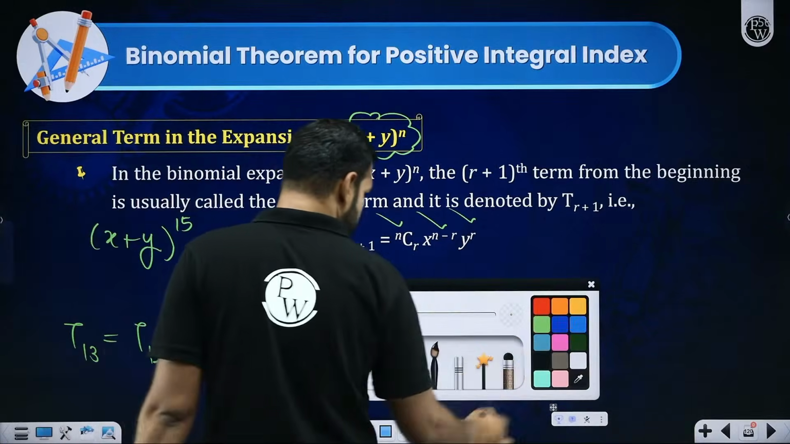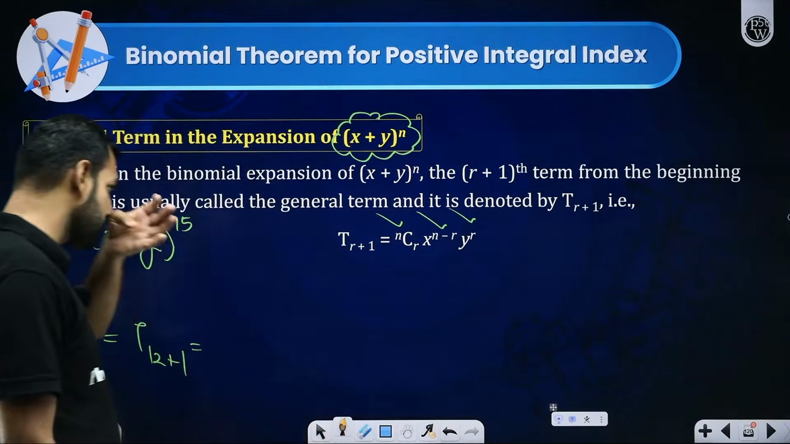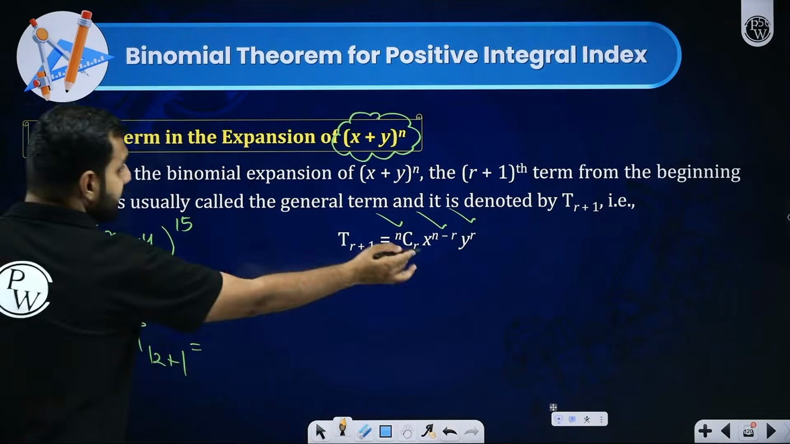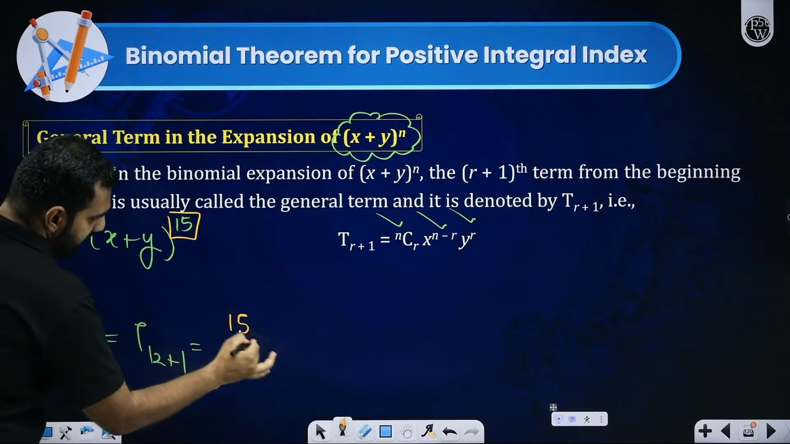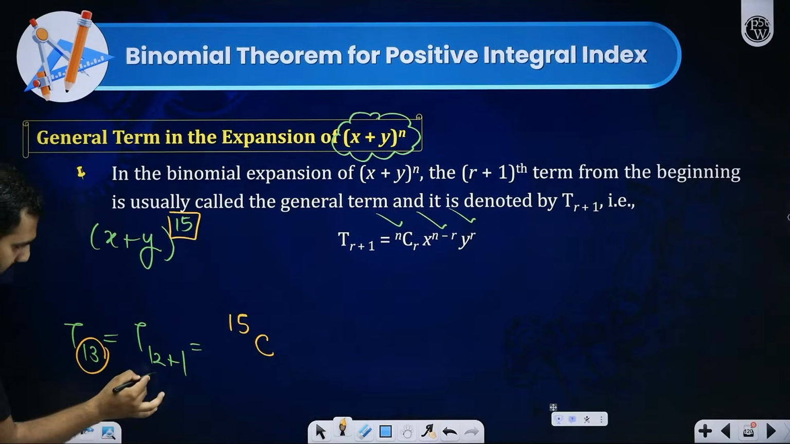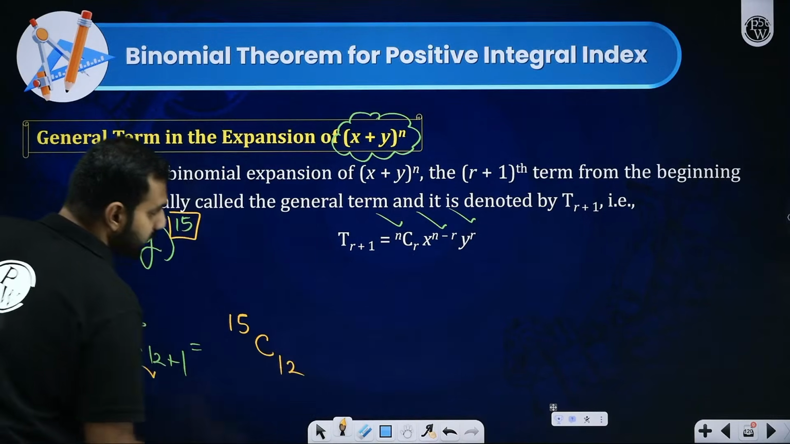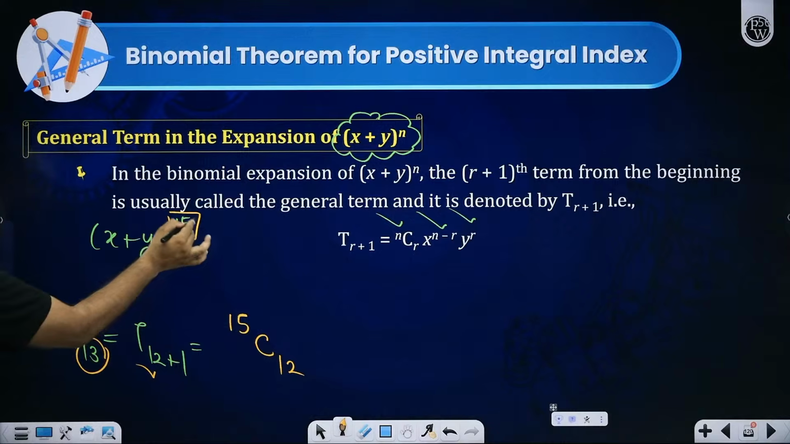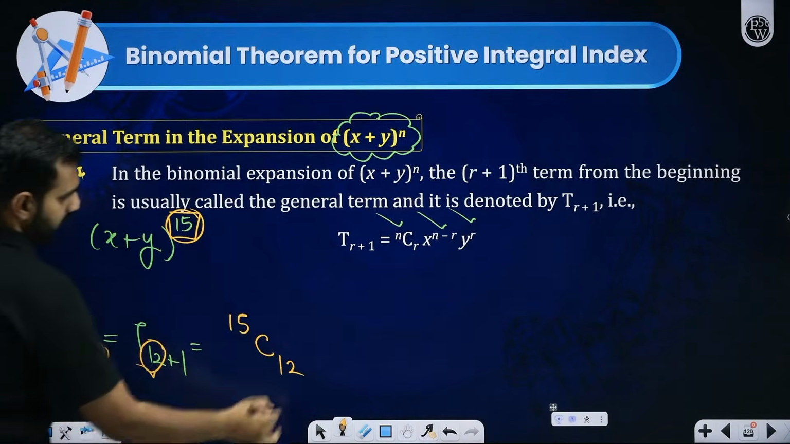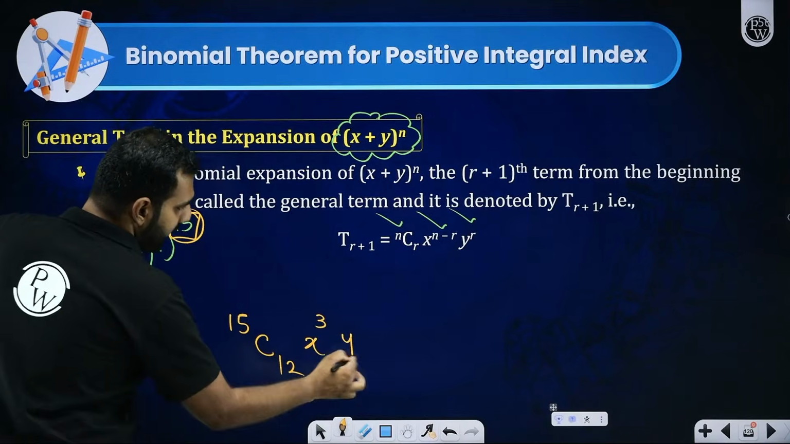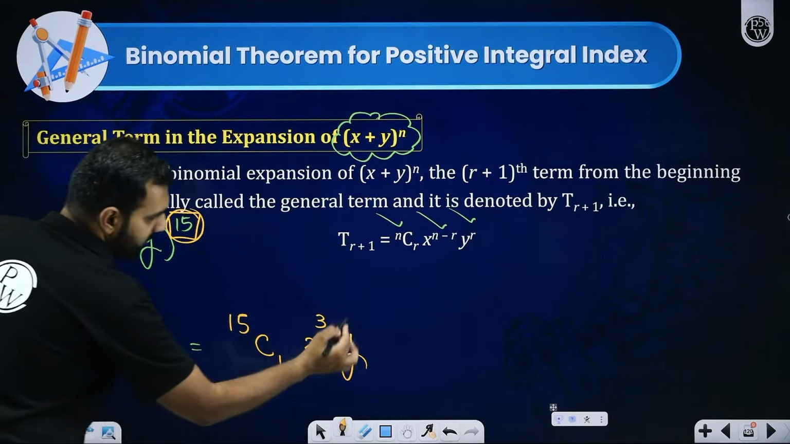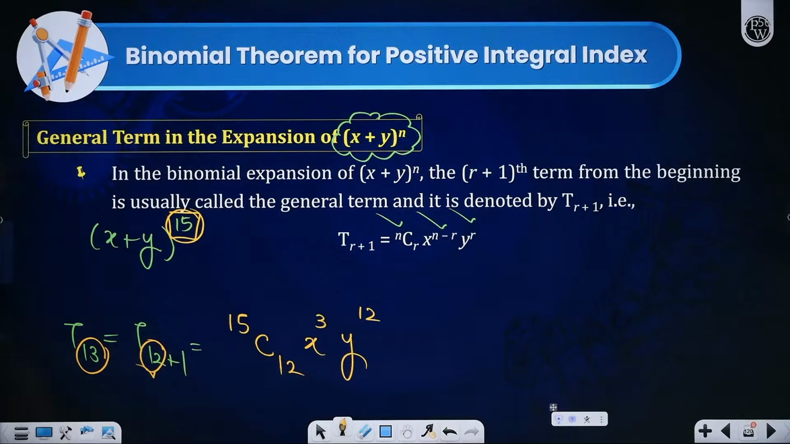So there, if I wish to write the 13th term, how will I do it? Pay attention, everyone. nCr. What is n? n is 15 here. So 15Cr. r is not 13. r is 12. So 15C12. x to the power n minus r, so x to the power 15 minus 12, that's 3. y to the power r, what is r? That is 12, and that's your 13th term.